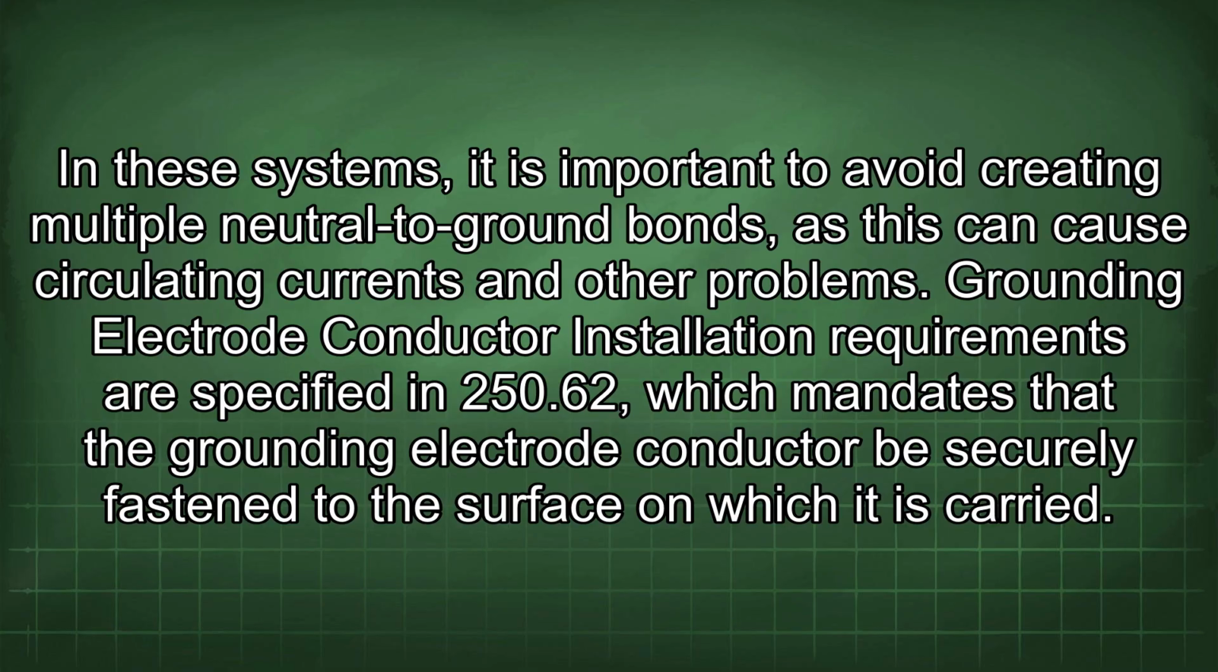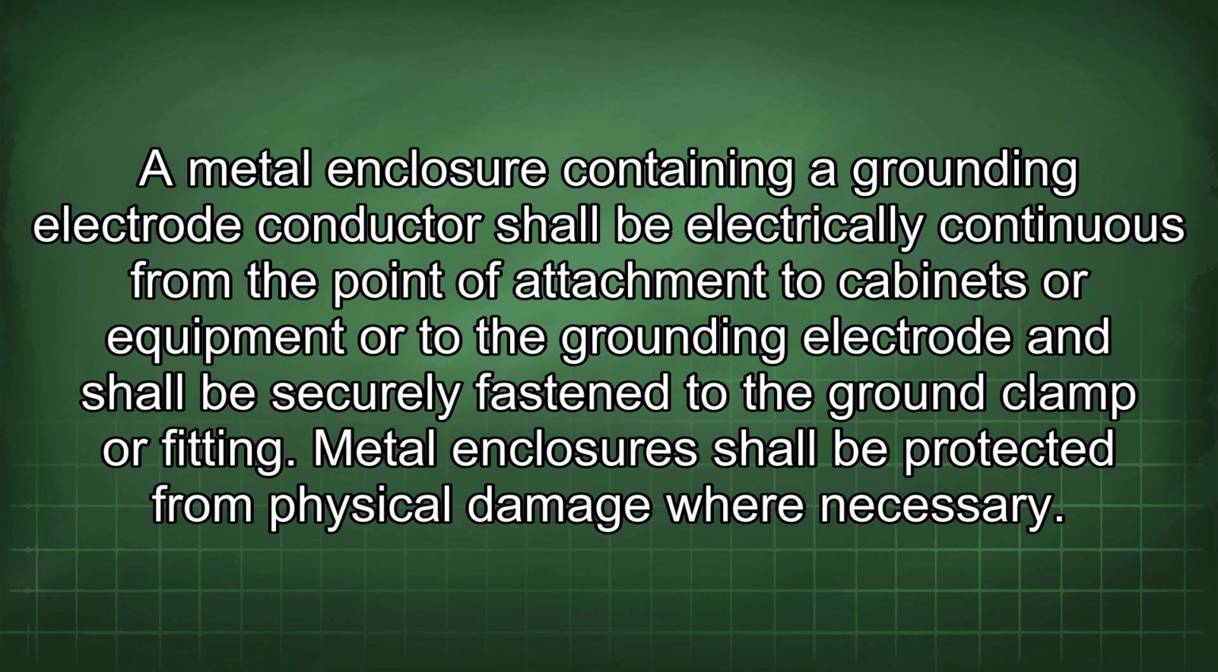Grounding electrode conductor installation requirements are specified in 250.62, which mandates that the grounding electrode conductor be securely fastened to the surface on which it is carried. A metal enclosure containing a grounding electrode conductor shall be electrically continuous from the point of attachment to cabinets or equipment or to the grounding electrode and shall be securely fastened to the ground clamp or fitting. Metal enclosures shall be protected from physical damage where necessary.